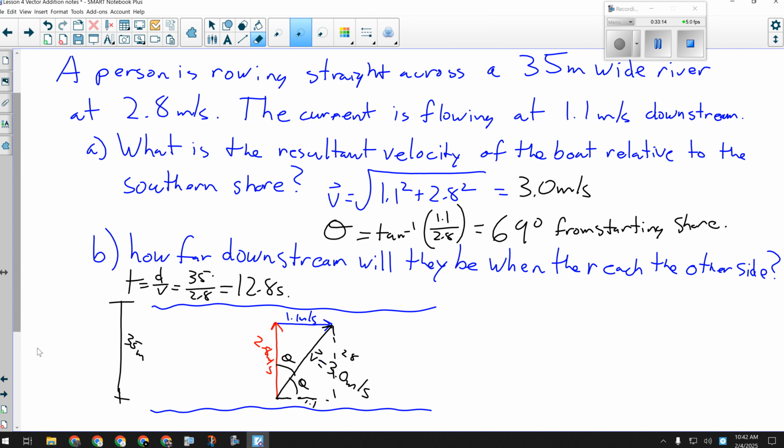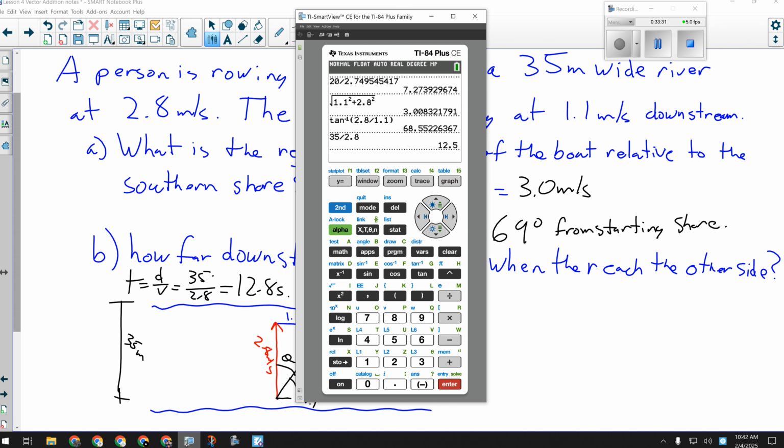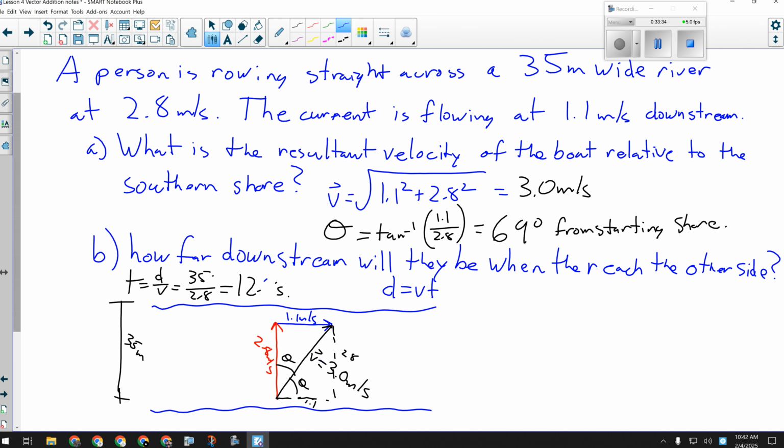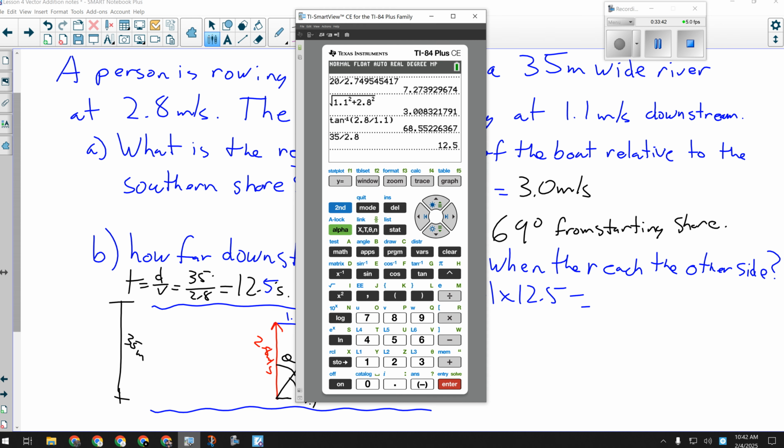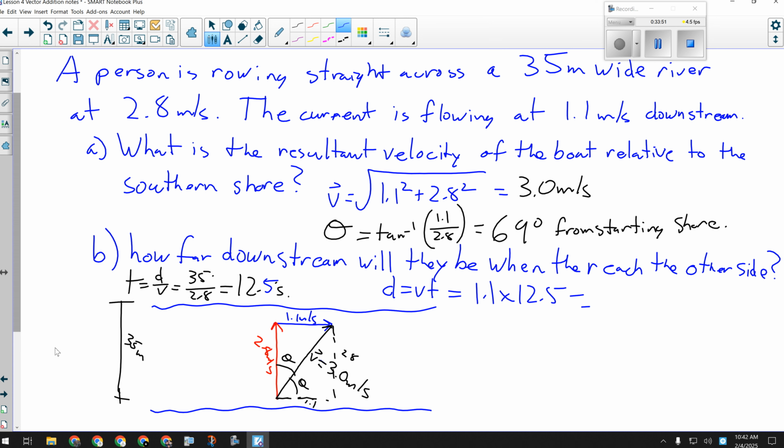Okay, so now I could figure out how far downstream they will be. D equals V times T. I just calculated T, and I know the current is taking me downstream at 1.1 meters per second for 12.5 seconds. So 1.1 times 12.5 seconds, and that's how far downstream I'll be. Actually we only have 2 significant digits, so we're going to say 14 meters downstream.